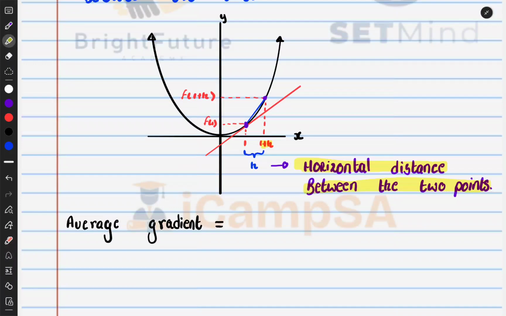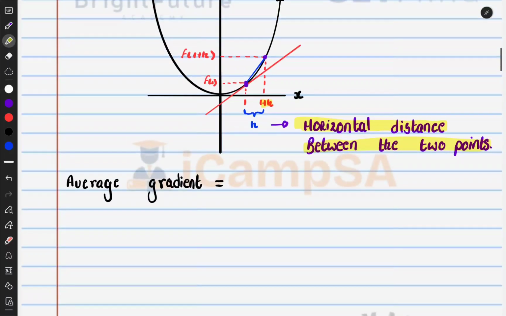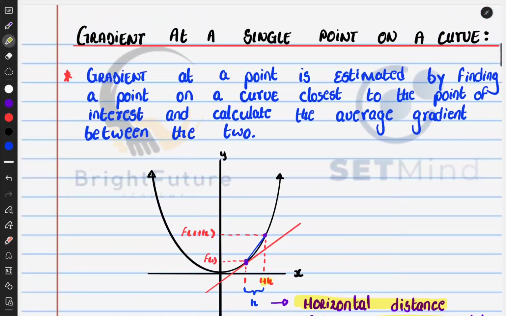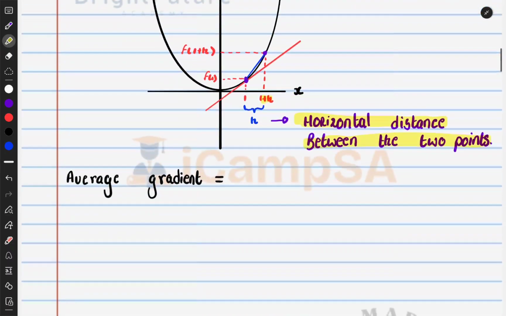Okay, so what do we have here? We have f at 1, remember that 1 is our point. We are looking to calculate the gradient at the point where x is equal to 1. Okay, let's calculate the average gradient between these 2 points. Remember, gradient at a point is estimated by finding a point on the curve closest to the point of interest, and then calculating the average gradient between the two. Let's just calculate that for now, the average gradient. So the average gradient, remember, is the difference of the heights over the difference of the run. Okay, let's go ahead and do that.